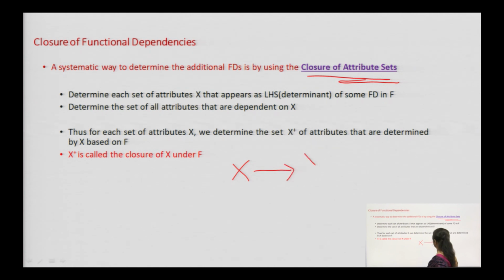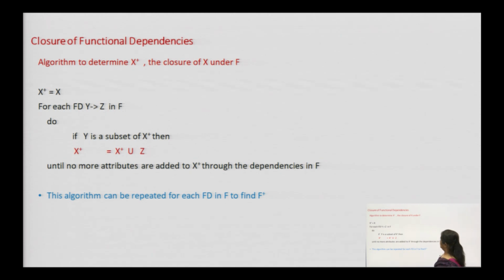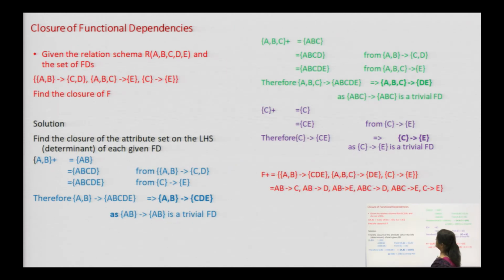If I have a functional dependency X to Y, then the closure of X will be all those attributes which can be determined by X. That is, the set of all the attributes that are dependent on X or can be determined by X. For example, let us look at this example.